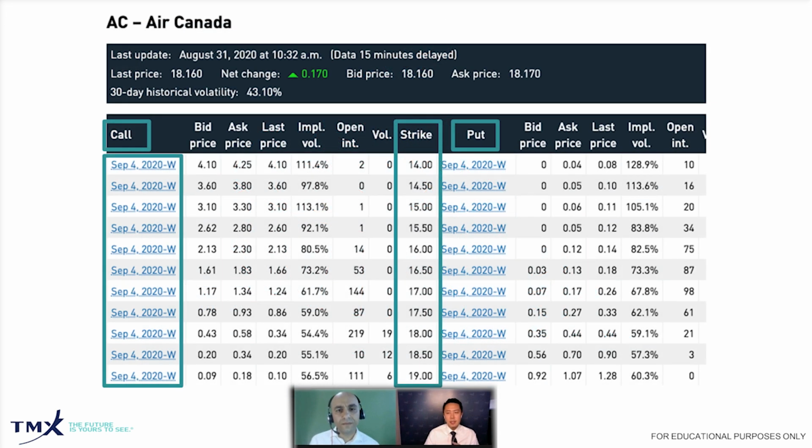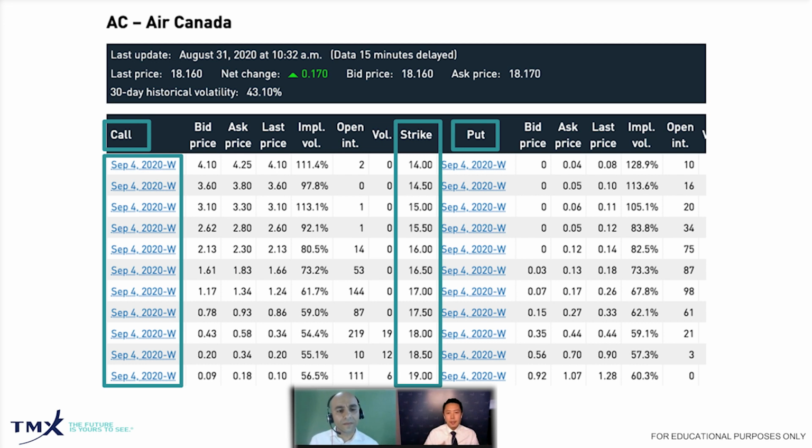And the option chain is basically the place that you go to get an option quote or a price, and also to see what options are available to trade. Now, on this screenshot, first, you'll see the price of the underlying. Here we have Air Canada. At the bottom section, you will see the calls and the puts.